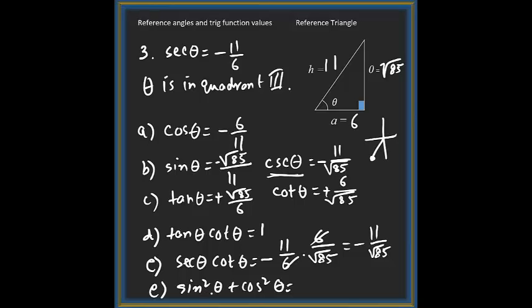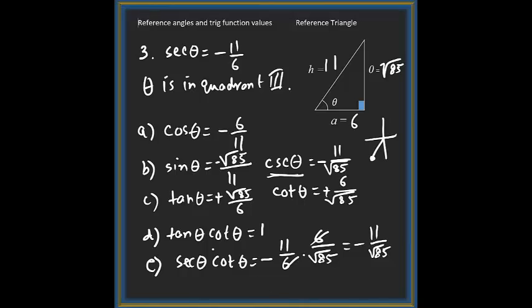Now the last one is sine squared theta plus cosine squared theta. For all values of theta we know it is 1, but if we plug in the values, square the sine, and then add the square of cosine, you will see that your answer will come out as 1. These are basically the understanding, but I want to show you why secant theta times cotangent theta equals our cosecant value here.